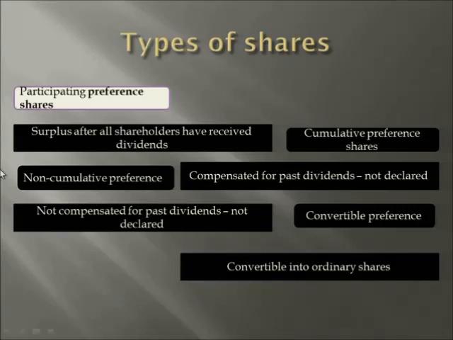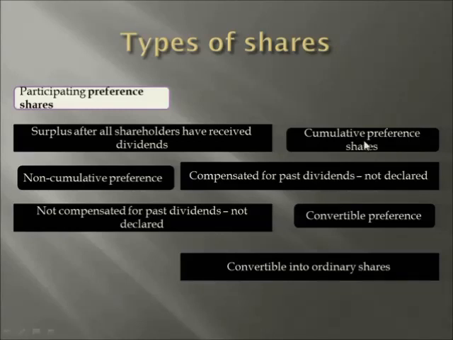Immediately after the other shareholders have earned their dividends, there will be a surplus that is left. The participating preference shares will always earn on the surplus that is left on the table. That is why they are referred to as participating preference shares. They participate in the surplus that remains after all other shareholders have received their dividends.